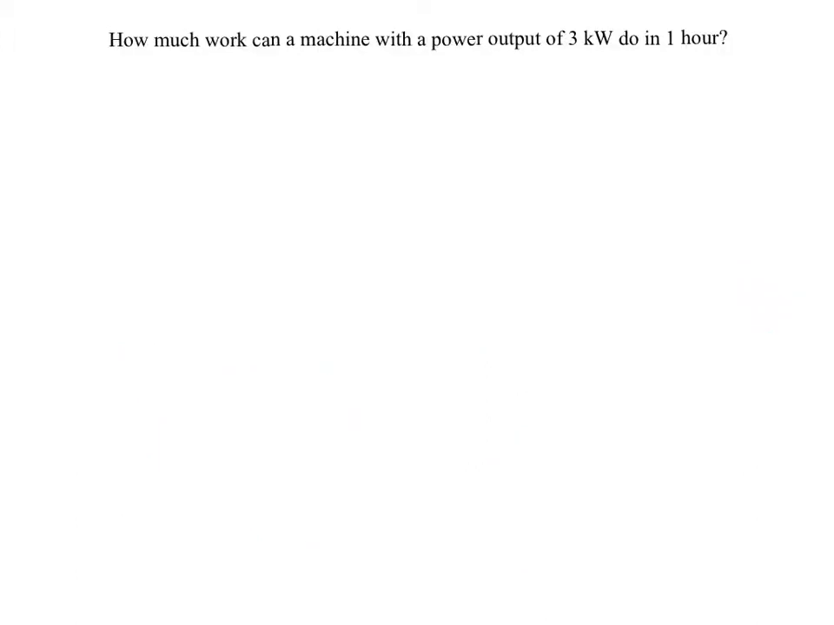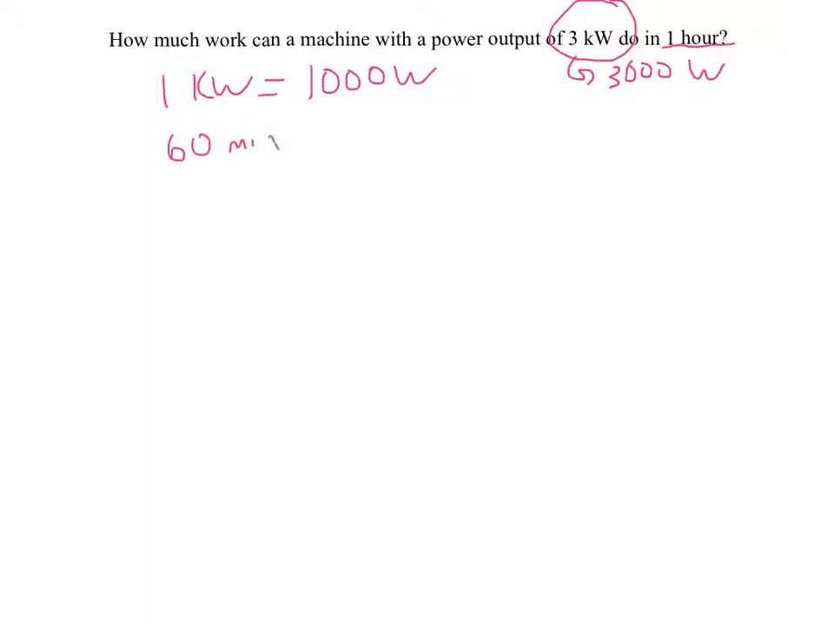Alright, here's the third problem, and this one's a little trickier because the units don't match up very well. First we have kilowatts. A kilowatt is just like a kilometer: a kilowatt is 1,000 watts. So if we want to, we can convert this to watts right away and say, okay, that's like 3,000 watts. And in 1 hour, we just got to be careful, we're always using seconds when we deal with watts, so we can convert that 1 hour right away. If you know that there are 60 minutes in an hour, and there are 60 seconds in every minute, you'll get 3,600 seconds in 1 hour.